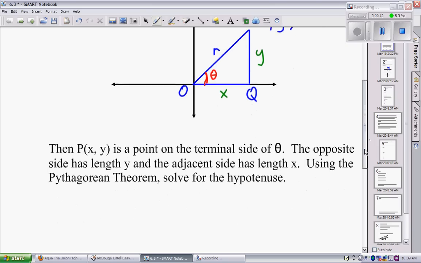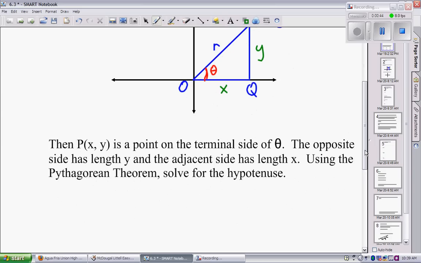So we're going to use the Pythagorean theorem to solve for the hypotenuse, which we label r. So you go x squared plus y squared equals r squared. Take the square root of both sides, and you get r to be the square root of x squared plus y squared.